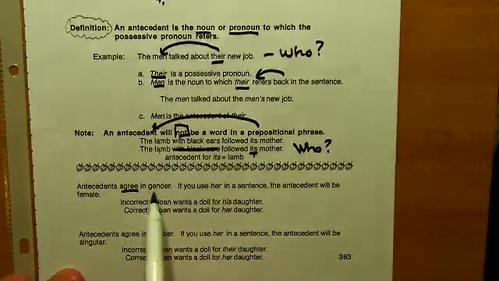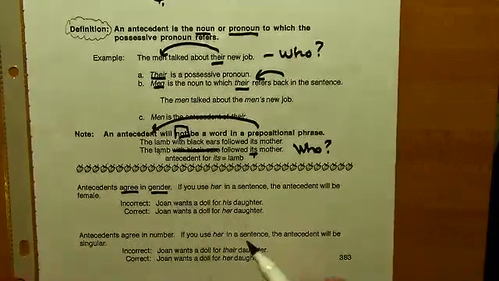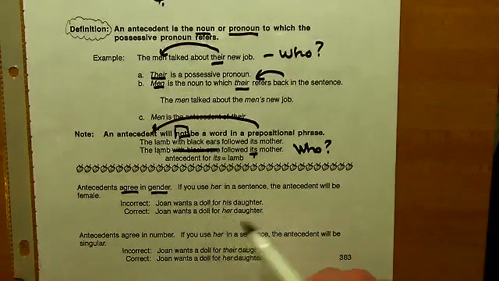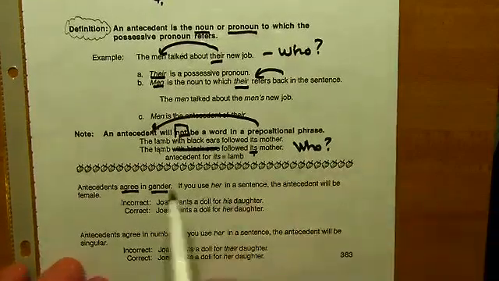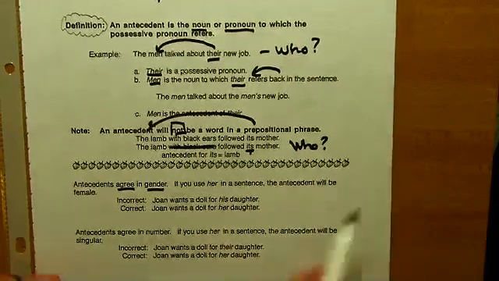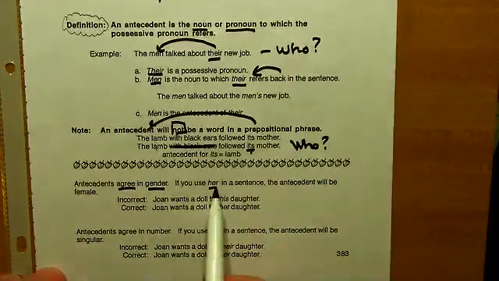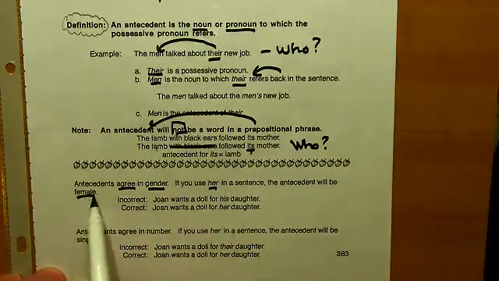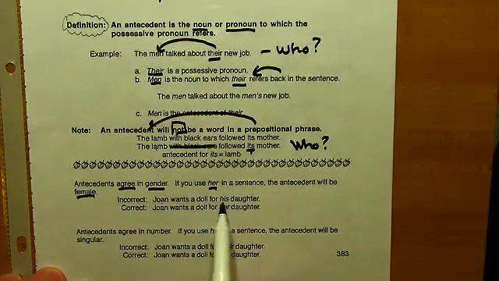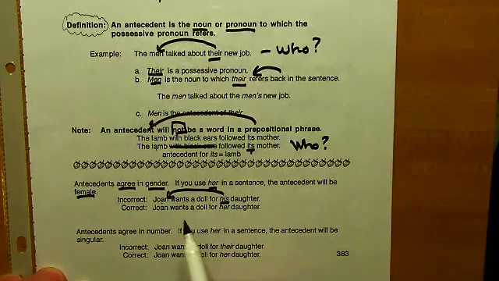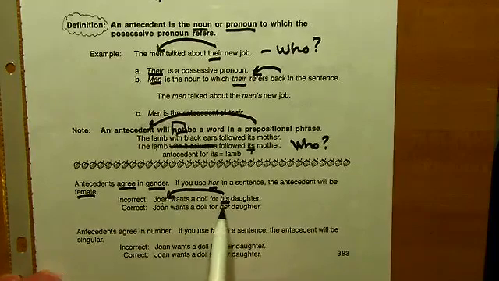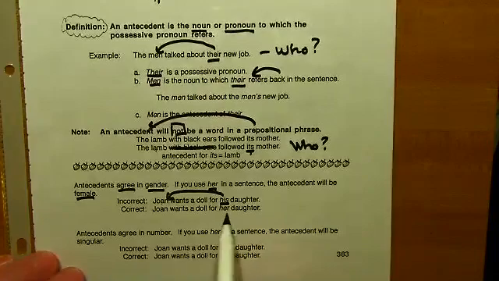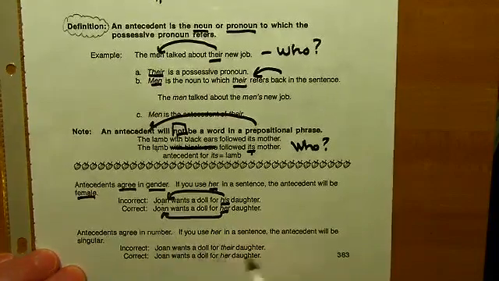Antecedents agree in gender. Gender means they're talking about, is it a boy goat or is it a girl goat? So that's what gender means. If you use her in the sentence, then the antecedent will be a female. So here, Joan wants a doll for his daughter. Well, his is talking about Joan, and I know you wouldn't want me to call you his if you weren't a boy. So I don't do that. So the correct form would be Joan wants a doll for her daughter.